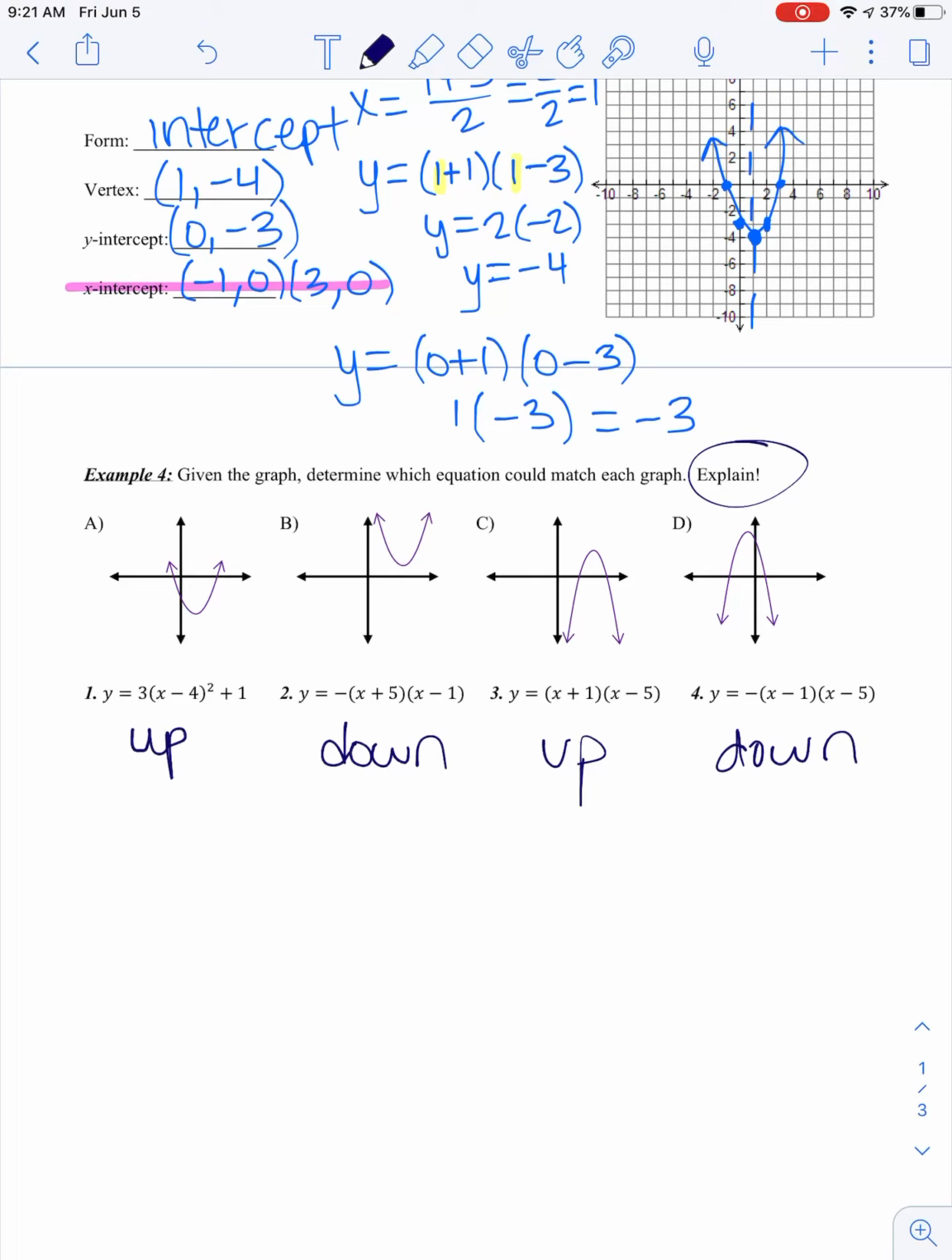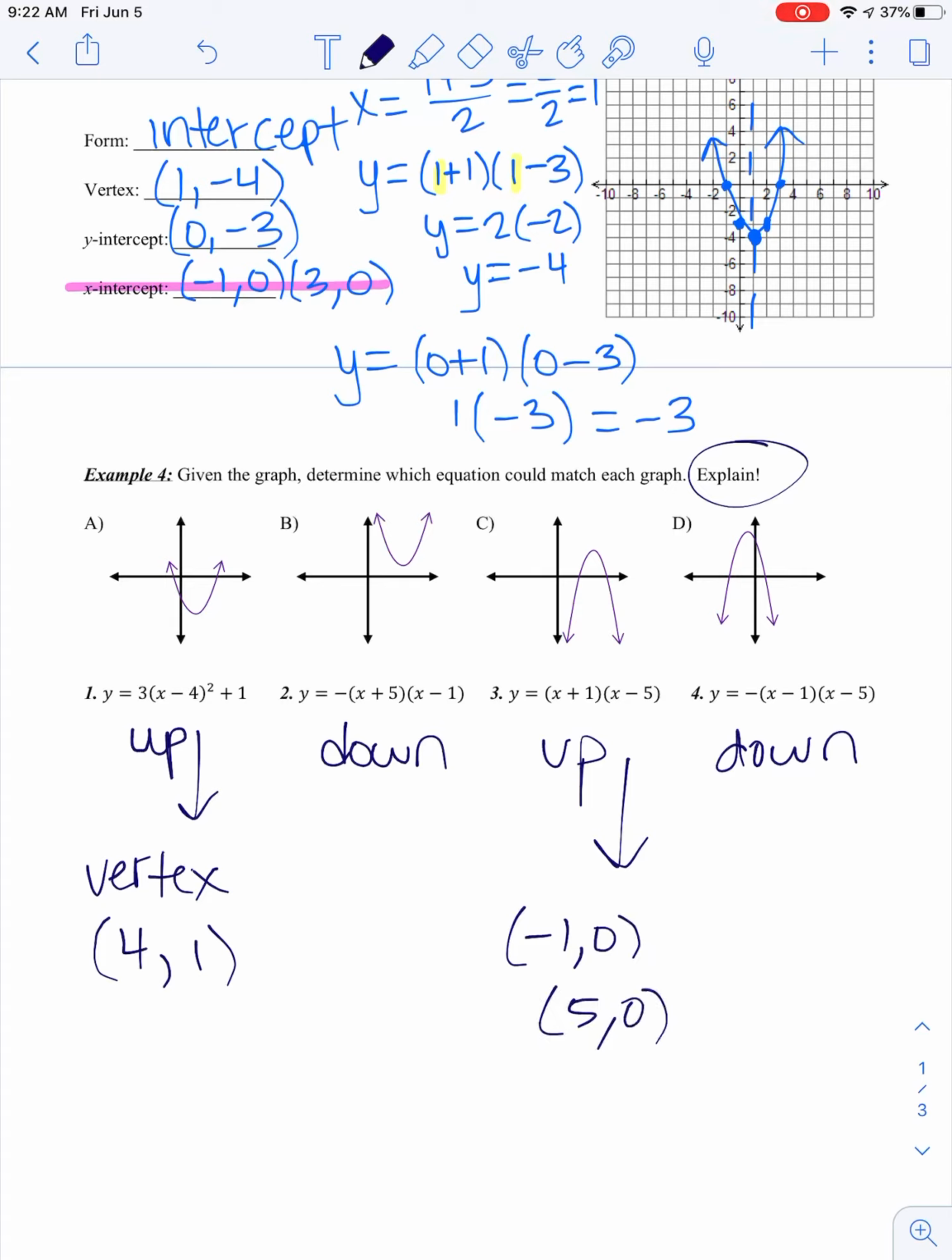We know 1 and 3 must match with A and B. So let's see, in number 1, which is in vertex form, we can see that the vertex would be 4, 1. Number 3, which is in intercept form, we know we have intercepts at negative 1, 0 and positive 5, 0. So it looks like number 3 would go with graph A. You can see those intercepts at negative 1, 0 and 5, 0. And graph 1 would go with B because the vertex is at 4, 1.